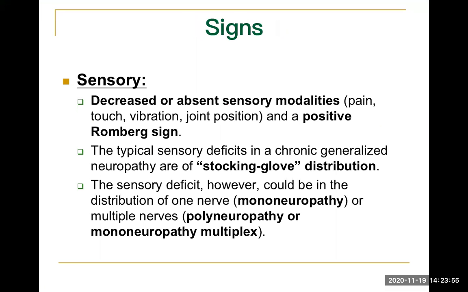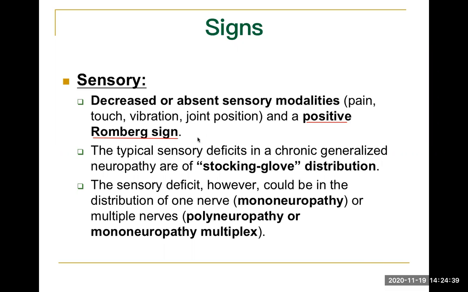Now, as a doctor, or as a medical student, we are going to examine these patients, isn't it? So what are the important signs you will get there? The concept will be very clear now, because most of the things we already discussed in the symptom part. Now, pay attention here. Regarding the sensory signs, there is decrease or absent sensory modalities like pain, touch, vibration, joint position, stereognosis, 2-point discrimination. All these are either decreased or absent, and there is a positive Romberg sign.